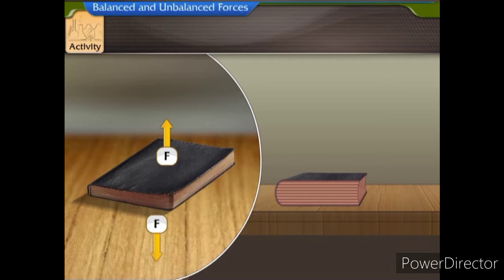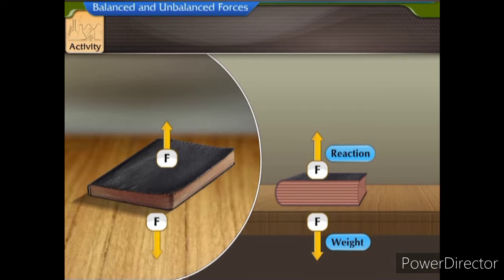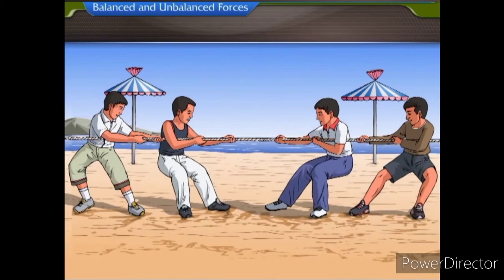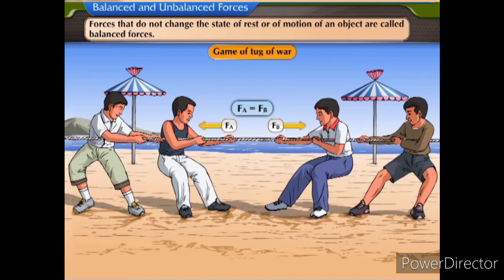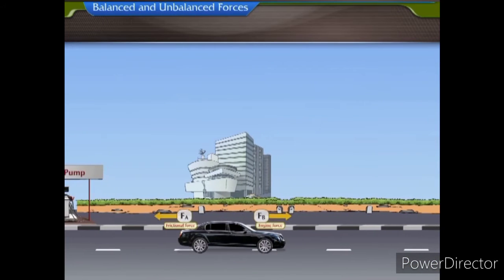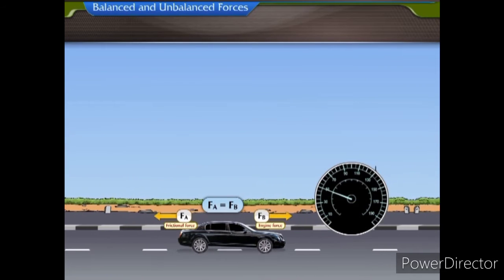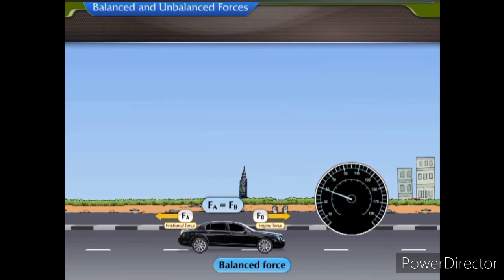Similarly, an object kept on the table remains at rest due to two forces acting on it, that is, the weight of the object and the reaction force by the table acting on the body, which are balanced. You are familiar with the game of tug of war. When both the sides apply equal force, we can say that forces are balanced. Forces that do not change the state of rest or of motion of an object are called balanced forces. An object moving with uniform velocity continues to move with uniform velocity when forces acting on the object are balanced.